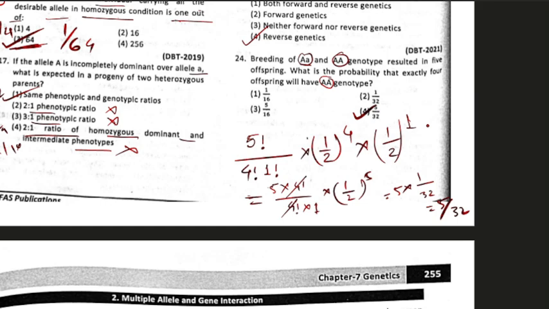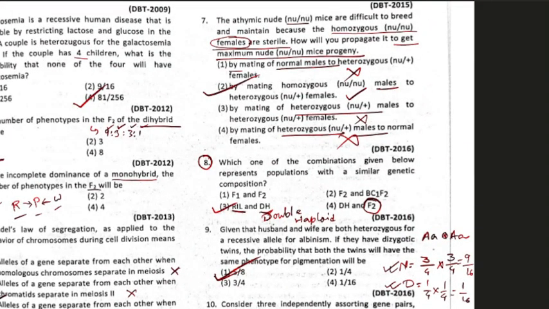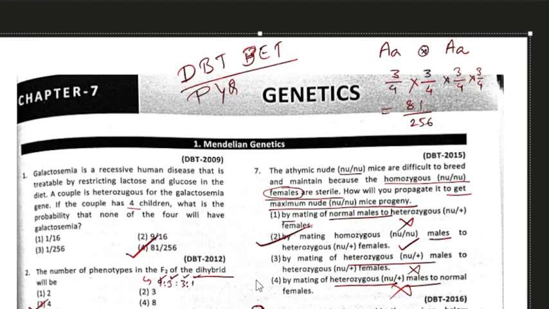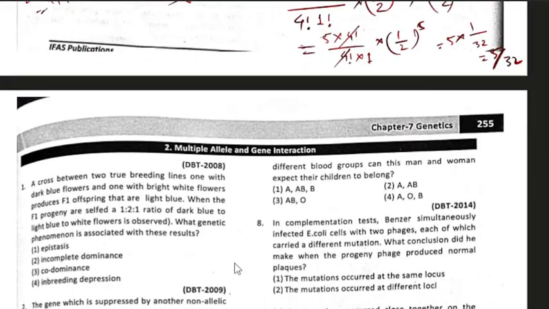That's how you can solve all the questions from genetics, mainly Mendelian genetics, and we have discussed all the Mendelian genetics questions here. So let's meet in another video with the next chapter, multiple allele and gene interaction.